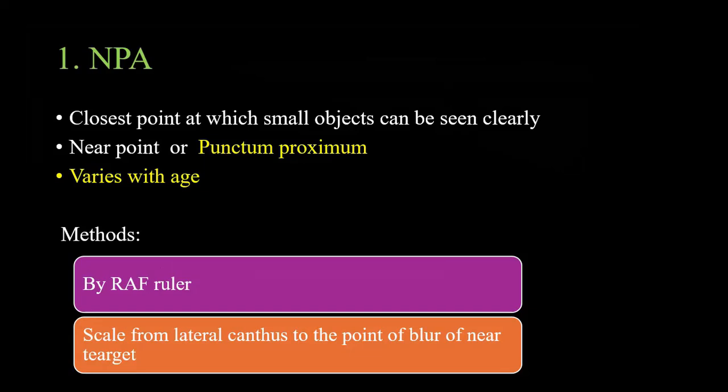The clinical assessment of accommodation is done first by the near point of accommodation, which is the closest point at which the small object can be seen clearly, which is also called the near point or the punctum proximum. It varies with age. Unlike NPC, which is always normal within 8 to 10 centimeters, NPA varies with age. It can be done by using an RAF ruler.